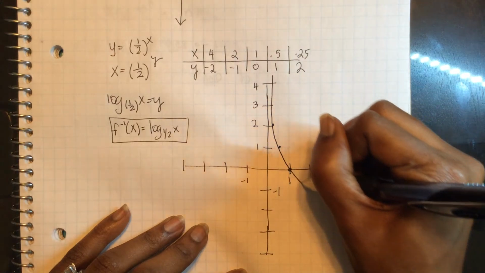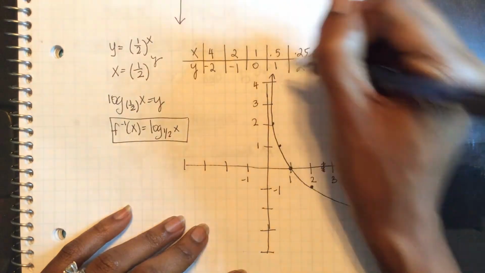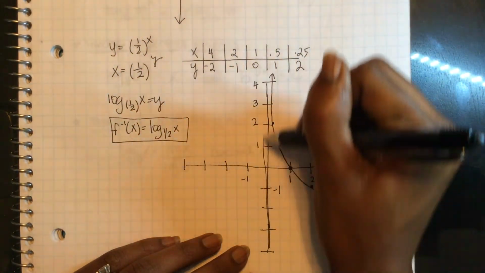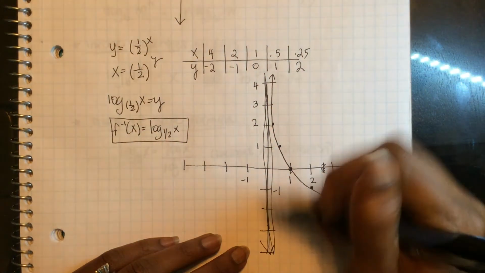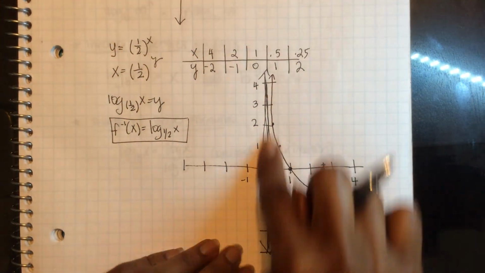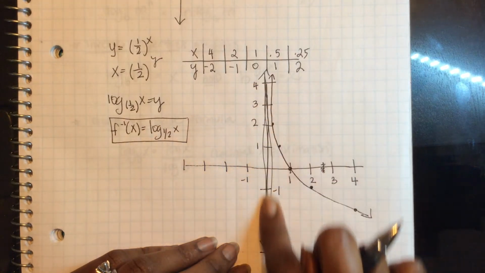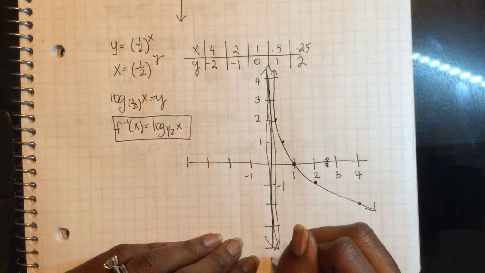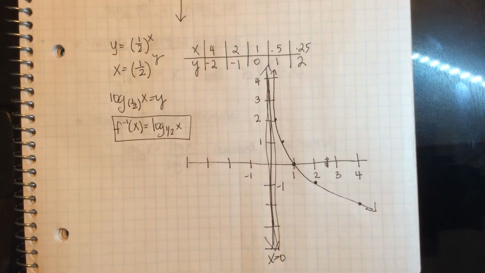So here is the graph of my logarithmic function, and now it has a vertical asymptote instead of a horizontal asymptote, and this line is my y-axis, and the equation of that line is x equals 0.